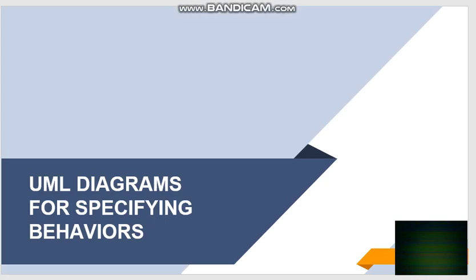Our next topic will be the UML diagrams for specifying behaviors. As we all know, UML is a collection of languages that provides specific notations to specify and analyze a software system. In this section, we will illustrate the use case diagram, which can be used to model the dynamic aspects of a system.